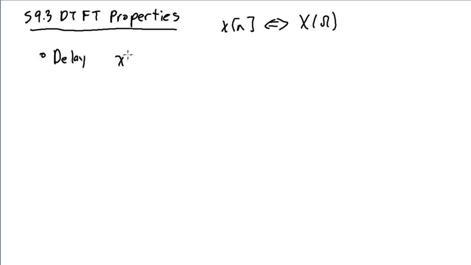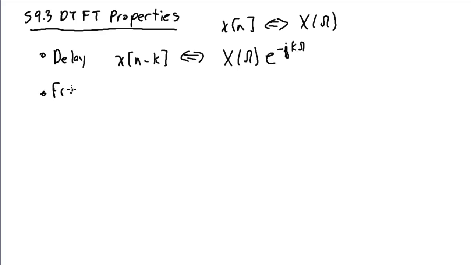for the delay property. The discrete time Fourier transform of the delayed sequence is just the transform of the undelayed sequence times e to the minus j k omega. This exponential has magnitude 1, so this just changes the phase spectrum. There's no change in the corresponding amplitude spectrum.